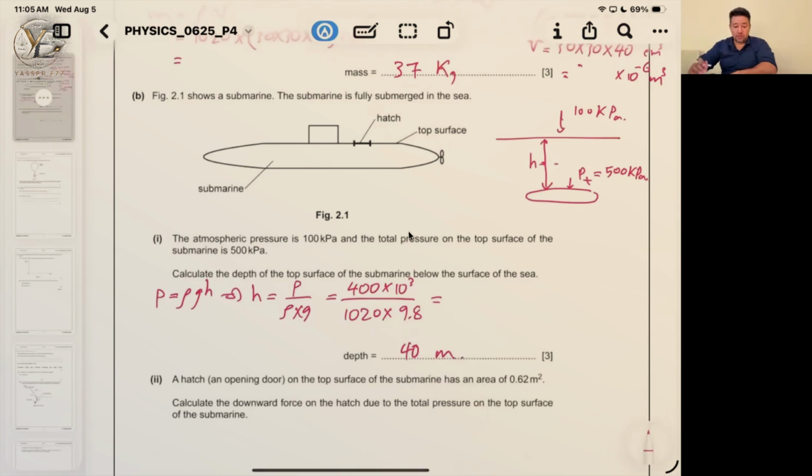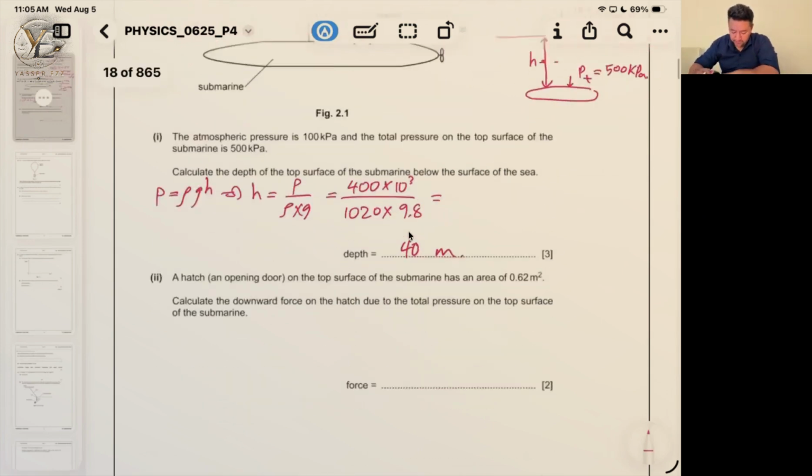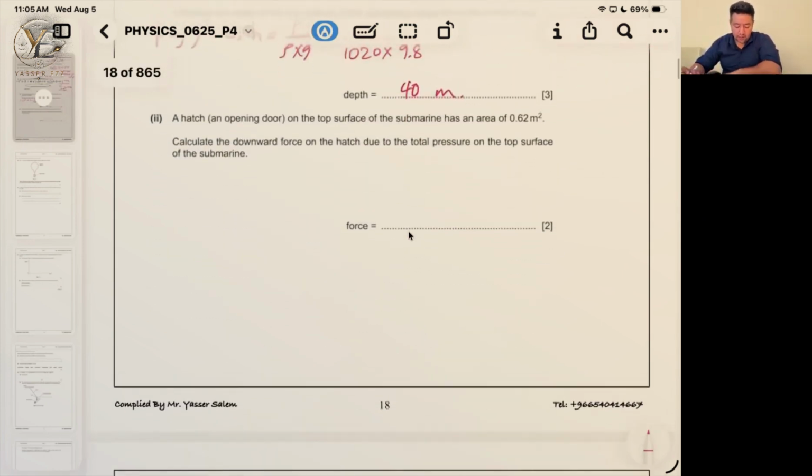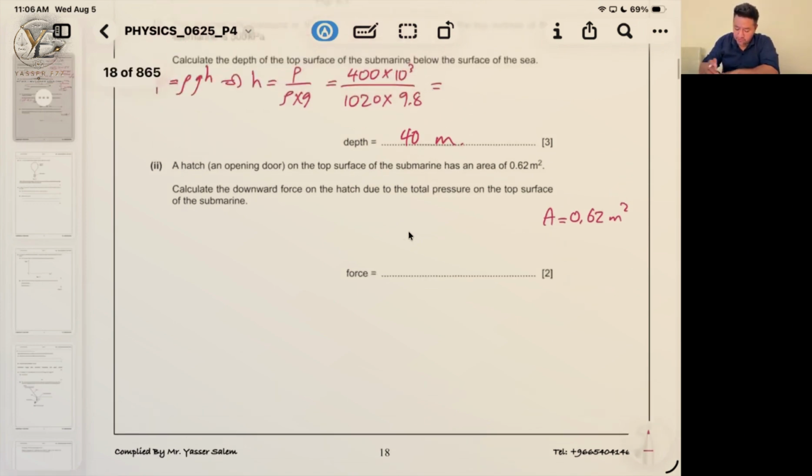The depth is 40 meters, a reasonable depth and a reasonable answer. Part C: a hatch, an opening door on the top surface of the submarine, has an area of 0.62, so the area equals 0.62 square meters. Calculate the downward force on the hatch due to the total pressure on the surface of the submarine. So we already have the depth and we have the pressure.